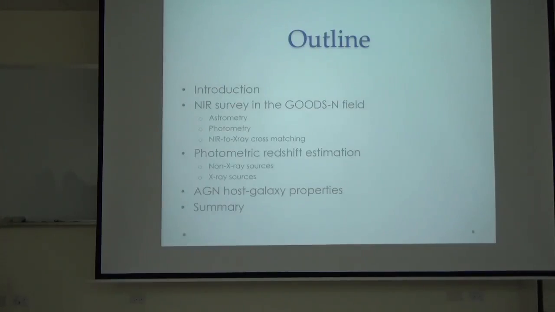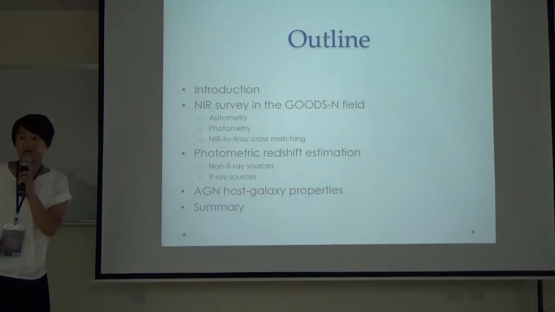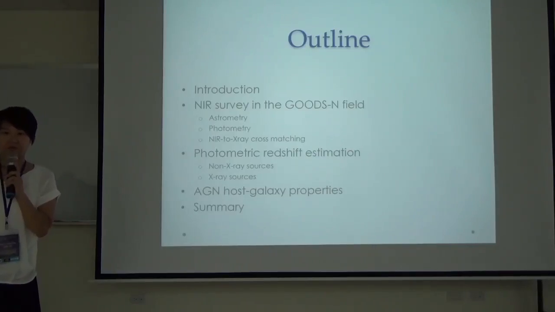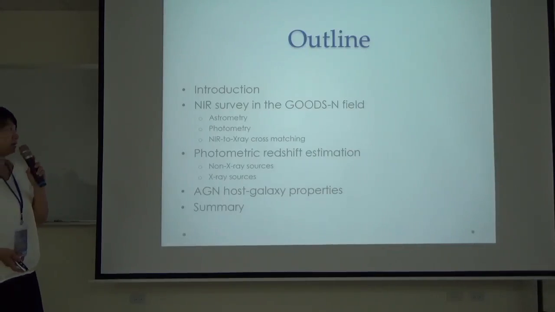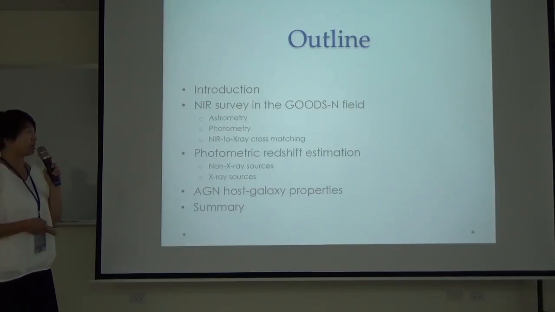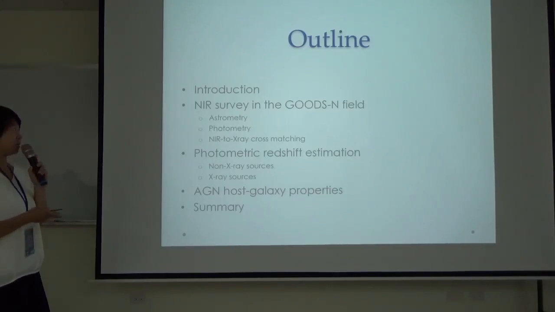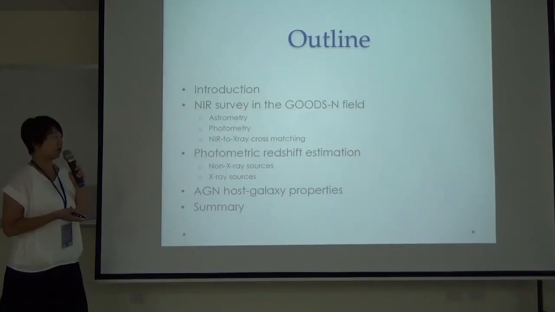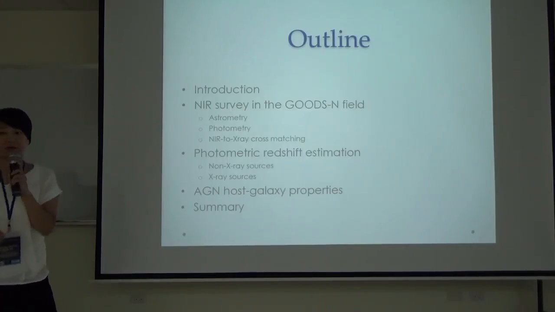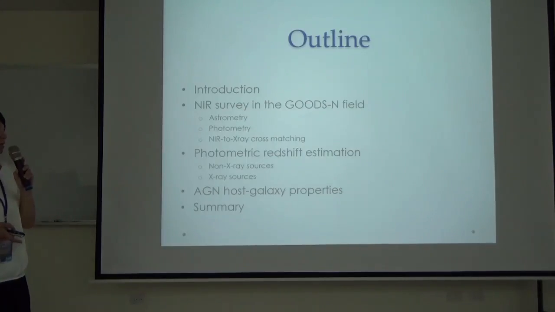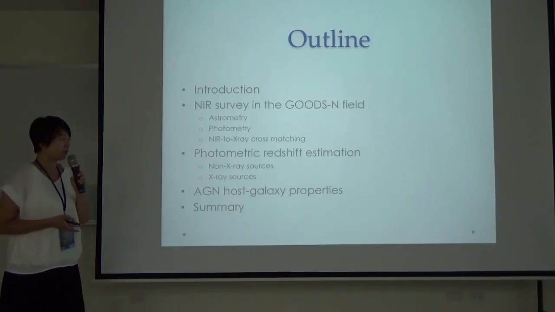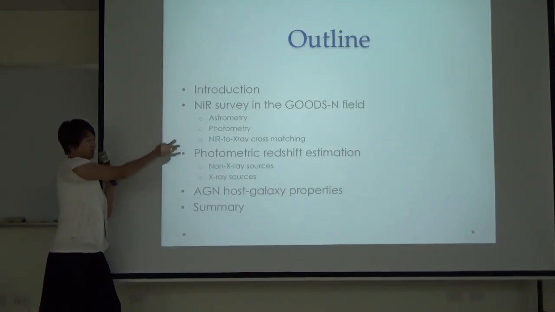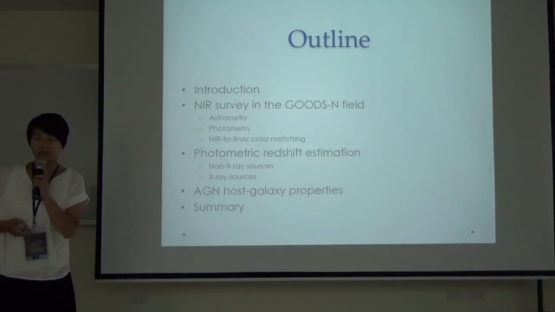Okay, so this is my outline. First, I'll talk about why infrared survey is so important, and what I did for my infrared data in astrometry and photometry, and how I did infrared to X-ray cross-matching, and using this data to compute the photometric redshift. And then what I can do using this data to study the AGN host galaxy properties.